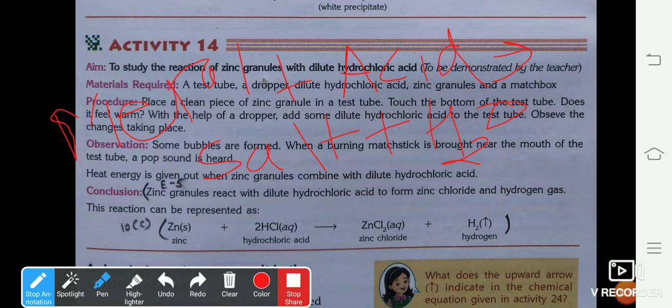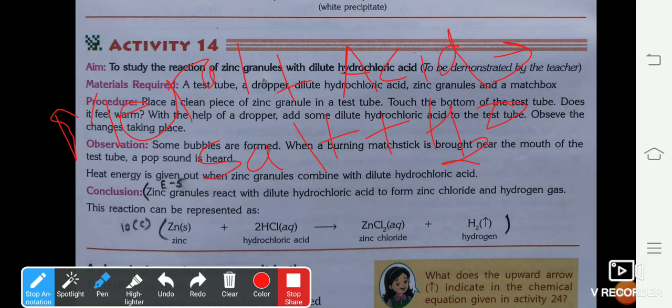In your 9th standard and 10th standard, I will be using the same equation, and I will be asking you these questions again. So please remember, any metal plus any acid. We have three acids in our syllabus: sulfuric acid, that is H2SO4, nitric acid, that is HNO3, and hydrochloric acid, which is HCl.